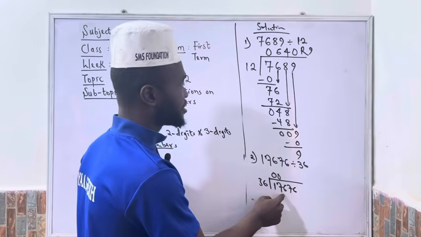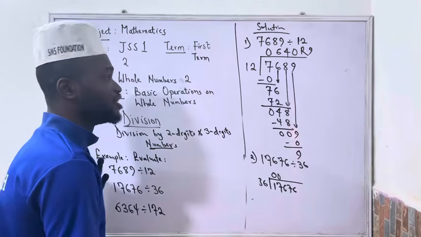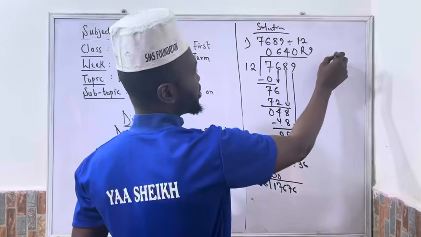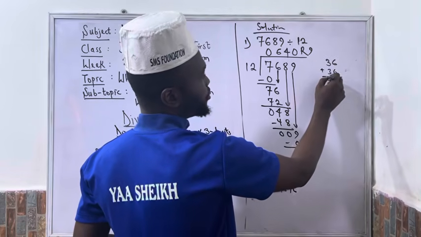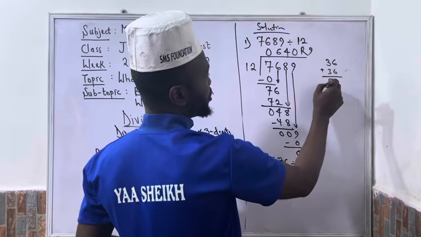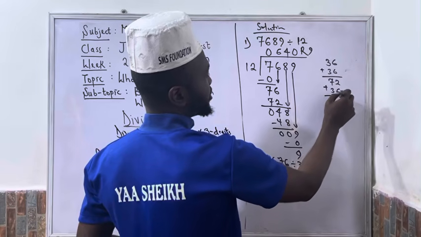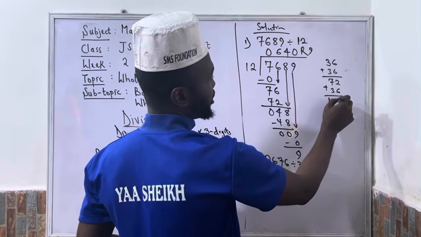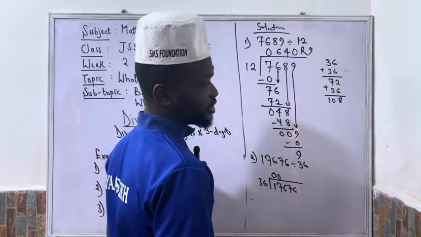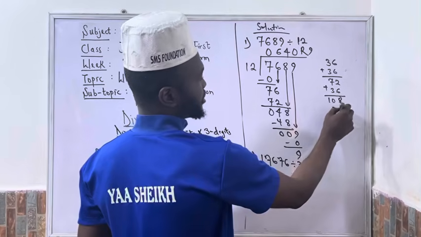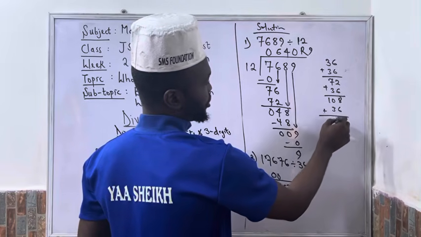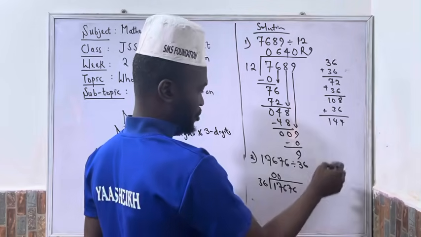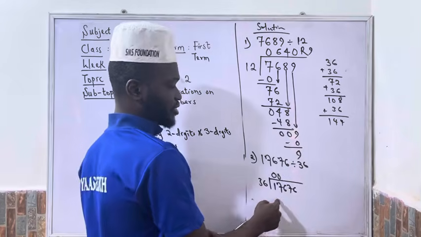Now 36 in 176. That's where we need to add. So you do 36 plus 36 for the first time. This will give you 72. Add another 36. This will give you 108. Add another 36. So this will give you 144. So we are still not up to 176.